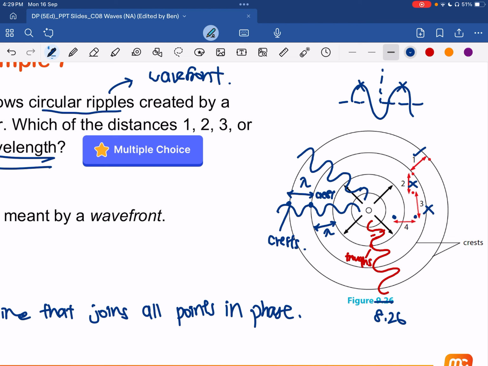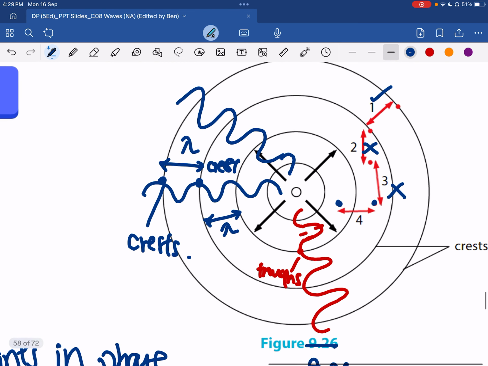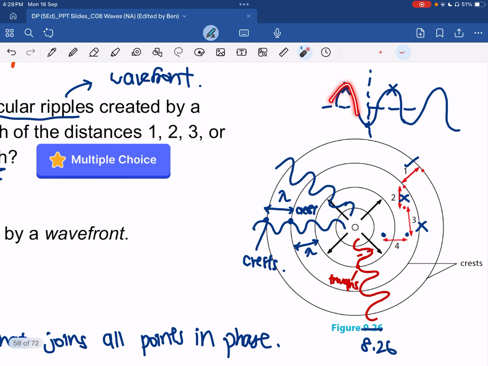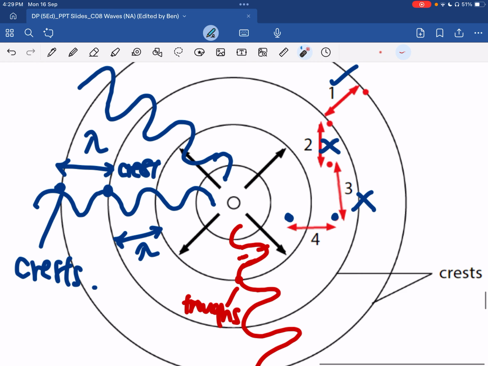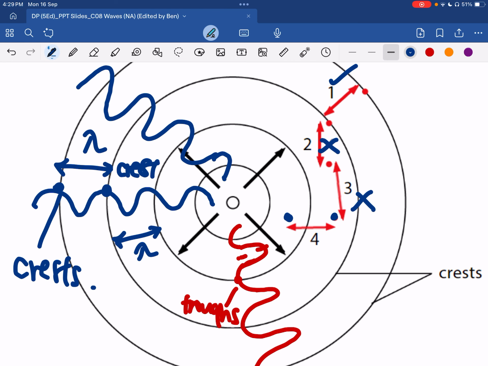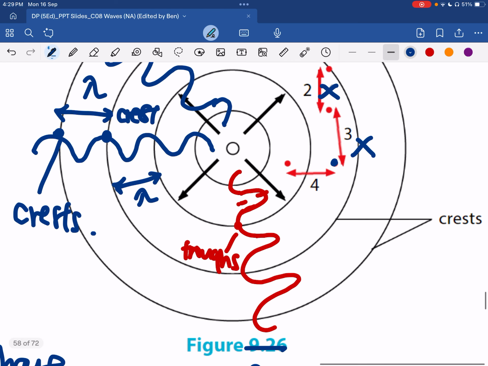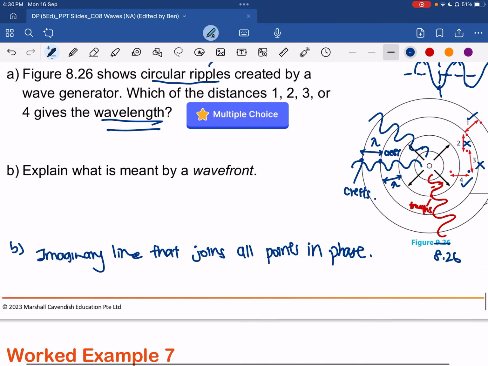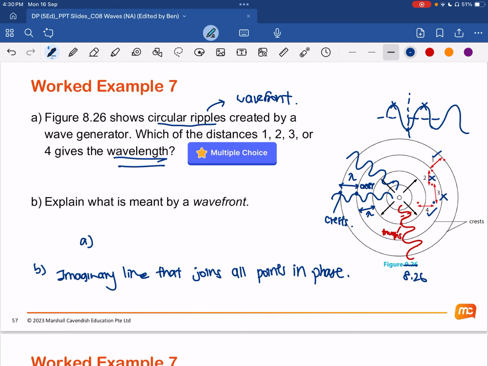Why, you will notice that in the middle lies a trough as well, right? And this is always true, no matter what wave you draw, or rather a regular conventional kind of wave, in between the two crests always lies the trough. So therefore, this also tells me there's a distance between trough to trough. This is also a wavelength. So therefore, for part A, the answer will be 1 and 4.